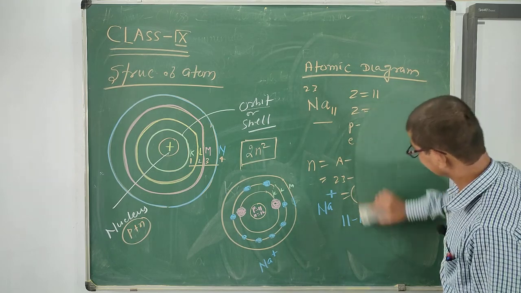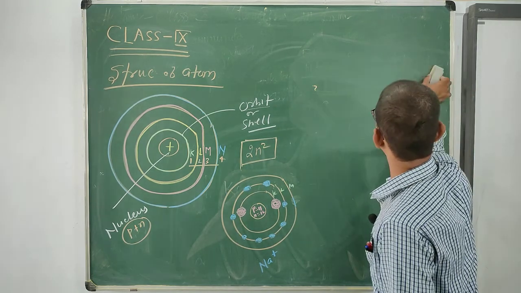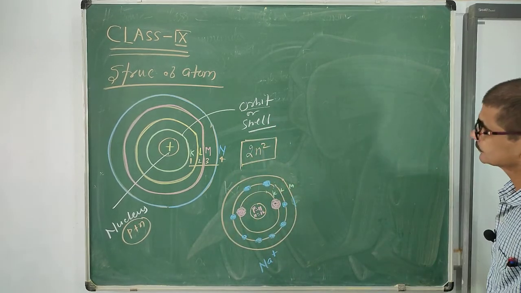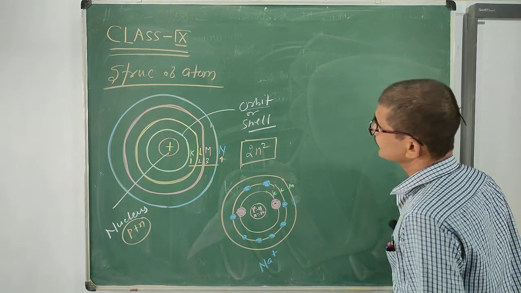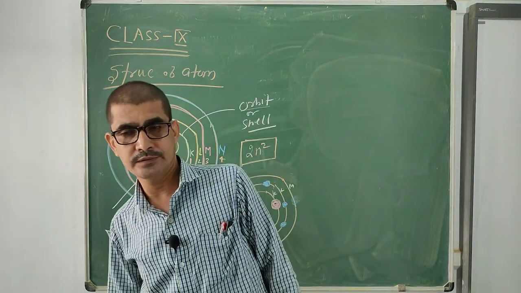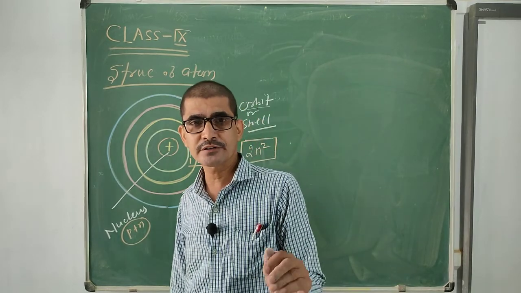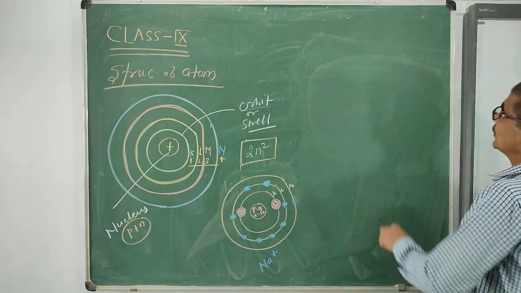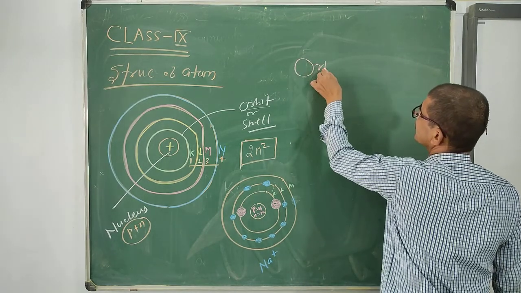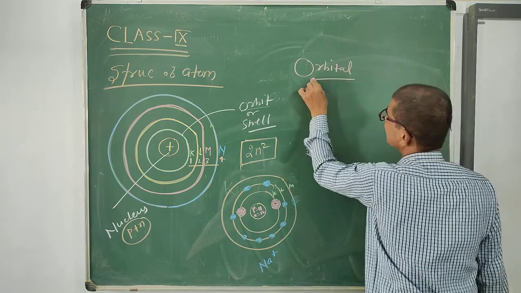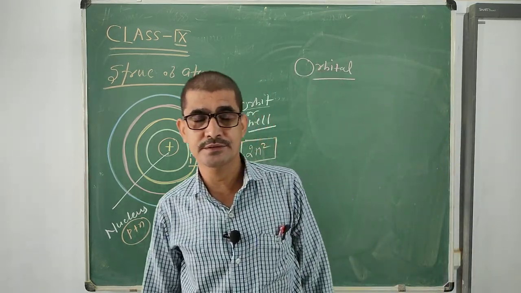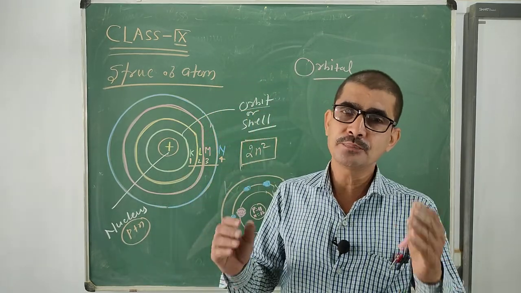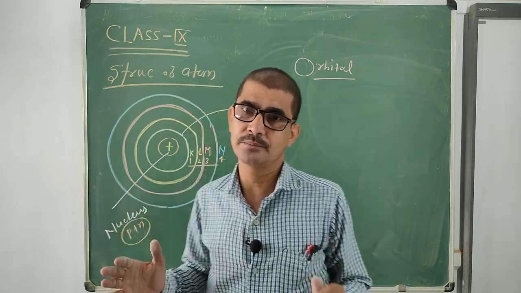Now, electronic configurations in the case of orbitals. Actually, it is not in your syllabus, but it is necessary to know for higher classes, I mean to say class 10th, 11th. Okay. So, at first, what do you mean by orbital? Orbital is the space around the nucleus where the possibility of finding an electron is maximum.